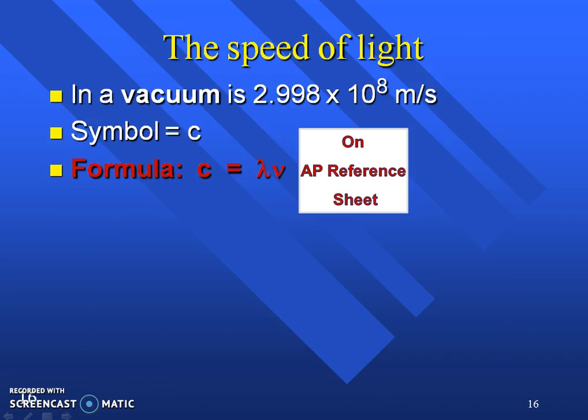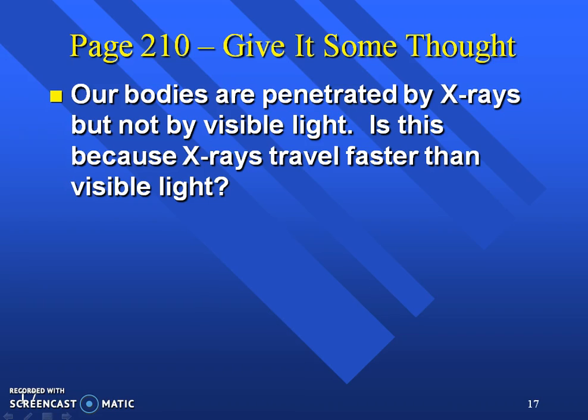So here's our speed of light, and we need to know this. It's the symbol C. We need to know this because it's in an equation. The speed of light really equals our wavelength times our frequency. So again, lambda times nu.